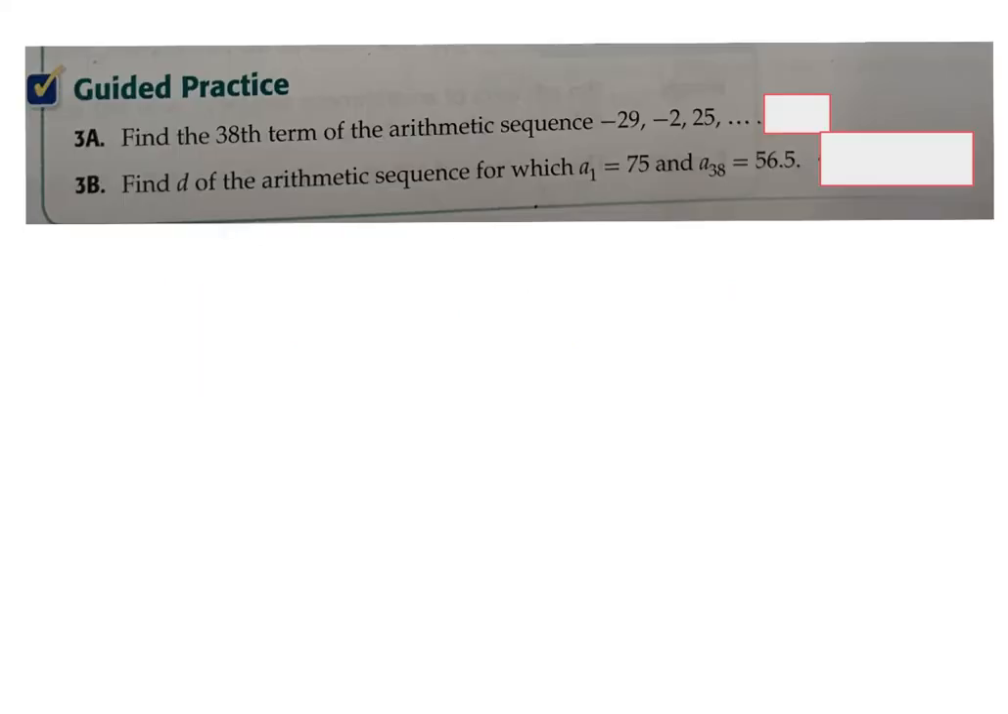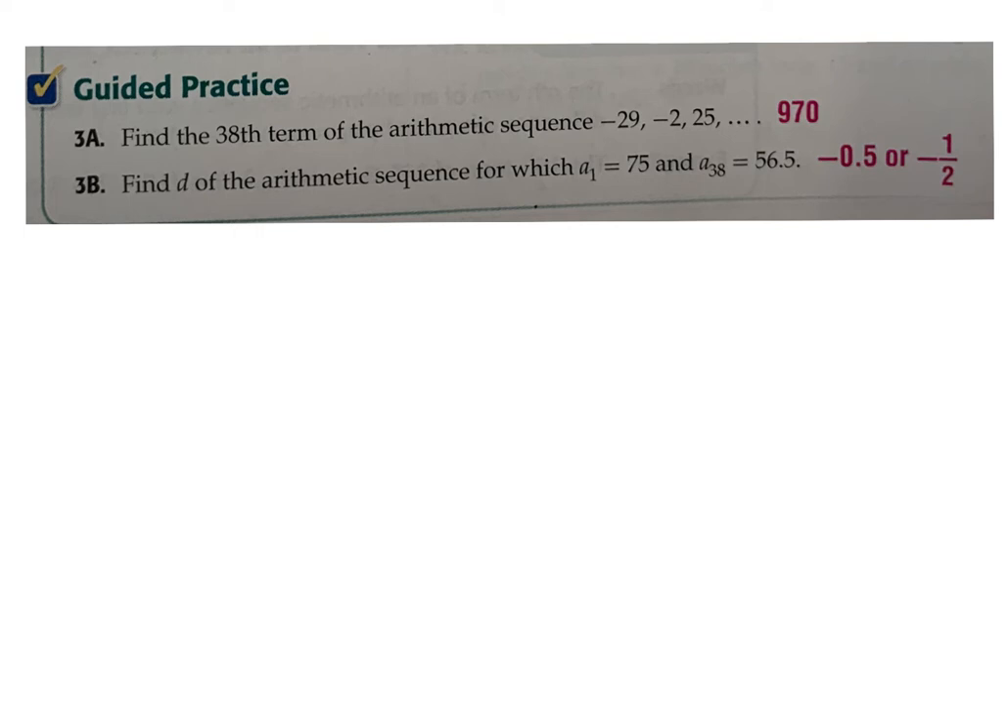It says find the 38th term in the sequence. All right, and they've given you the beginning. 970 was your 38th term. And then find the common difference. So in this case, they were asking for the difference, not the first term. You should have gotten -0.5 or -1/2, whichever way you wrote it is fine.